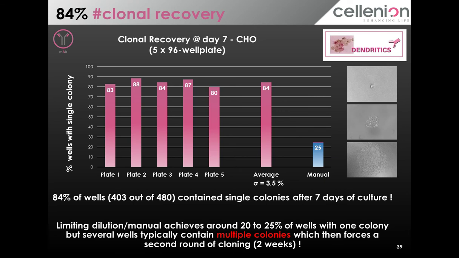Then what we followed was an experiment where, after the isolation of the cells, we culture for 7 days. And we found out that on average, 84% of the wells contain single cell colonies. In comparison with what we would have obtained by limiting dilution, so manual, would be limited to 25%. Ending up having to do several steps because we will have multiple colonies after each step in order to reach the monoclonality at the end.